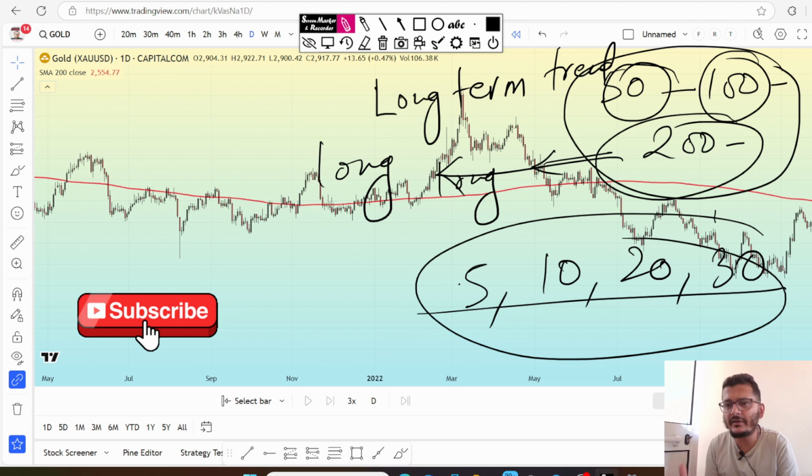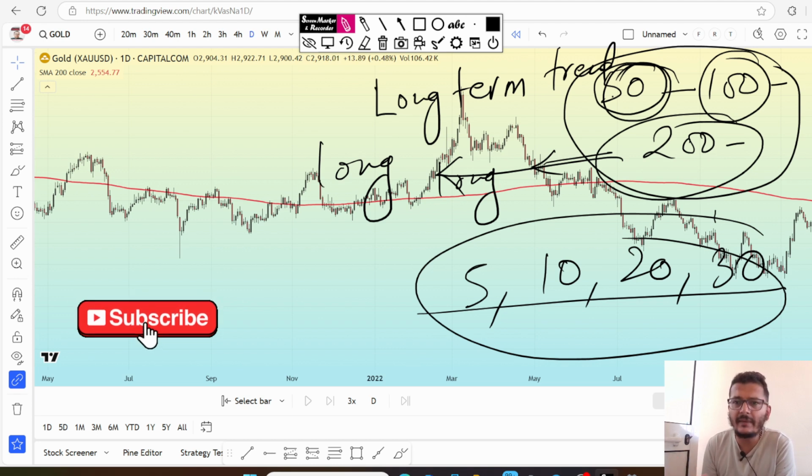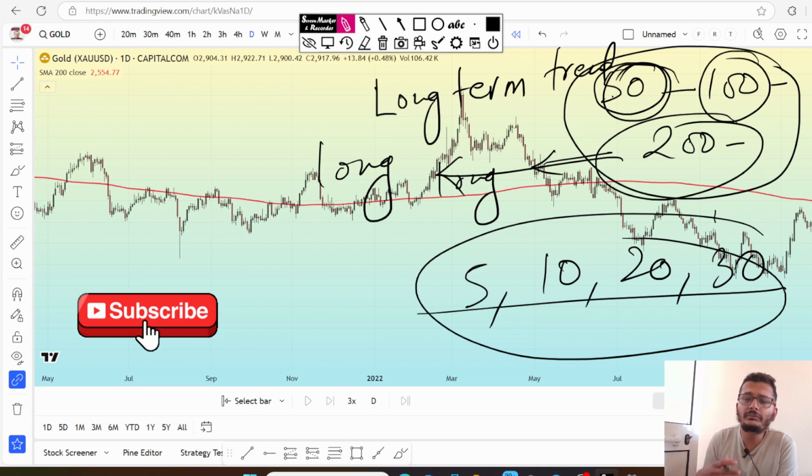That depends on the person, because if I'm using the 50 moving average and I'm thinking it's my long term trend, that means I am using a short time frame. I'm not going for a positional trade. I'm not looking for a trade to hold for a week or a month. I'm looking to take a trade for a day or for 2 days. That is the main thing.